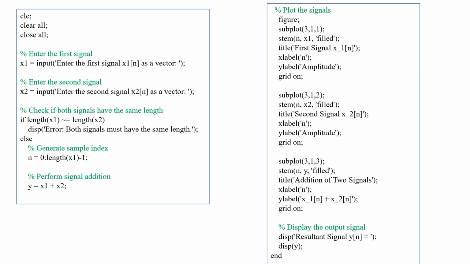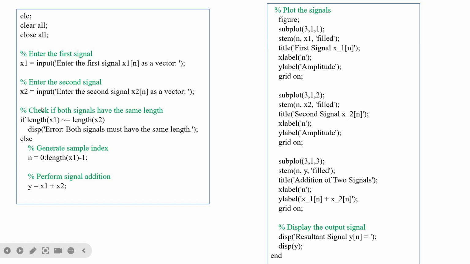So because of which we have taken x1 is equal to input, enter the first signal x1 of n as a vector, where we will enter the first signal. Similarly x2 is for the second signal. Now what we have to do is check whether both the signals have the same length or not. If they are not of the same length, then we'll get an error.